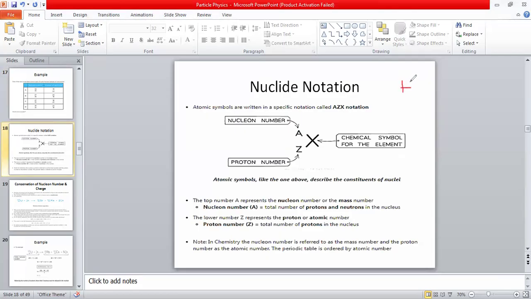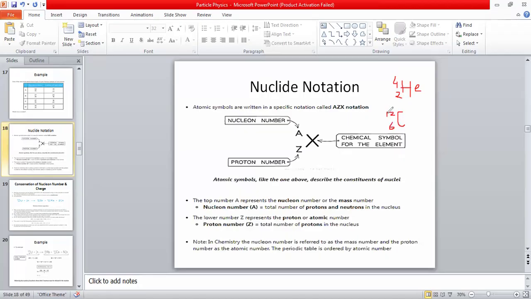What is the nuclide notation for helium? You will be writing it as He. On the top there is 4. On the bottom there is 2. Likewise, we can have some other different elements as well. For example, we can further write it for carbon. Carbon 12 at the top and 6 at the bottom.